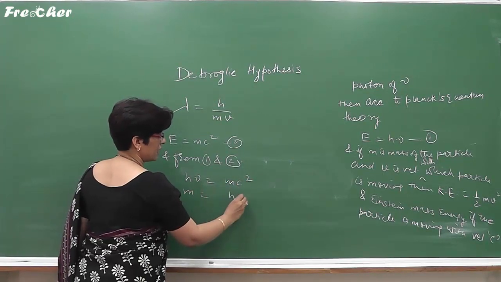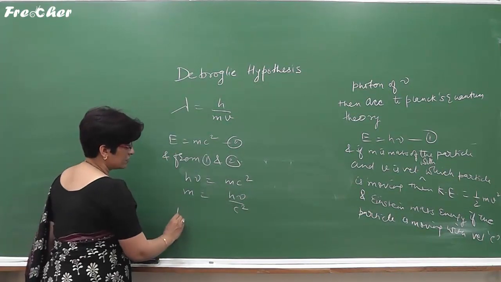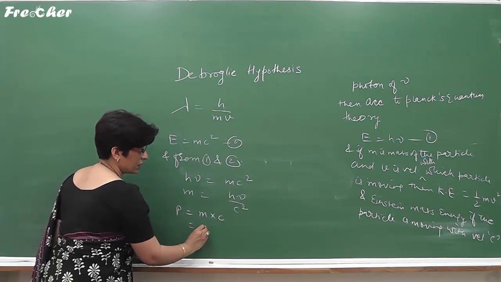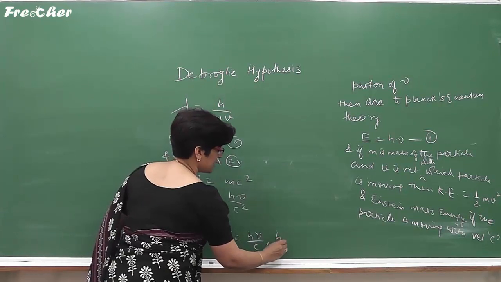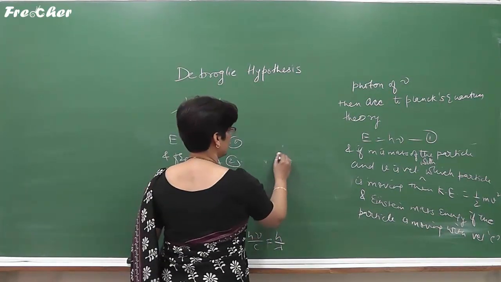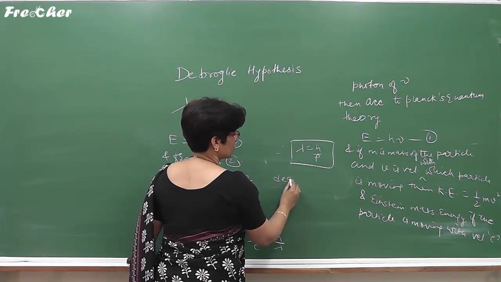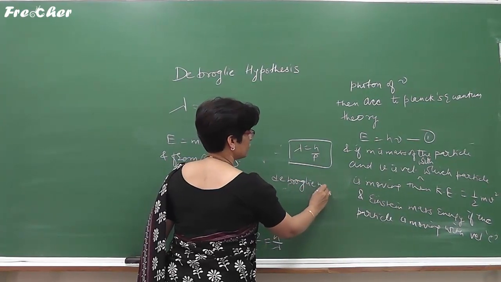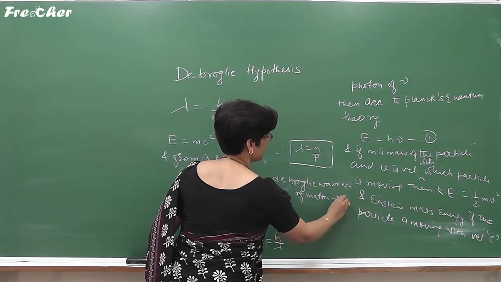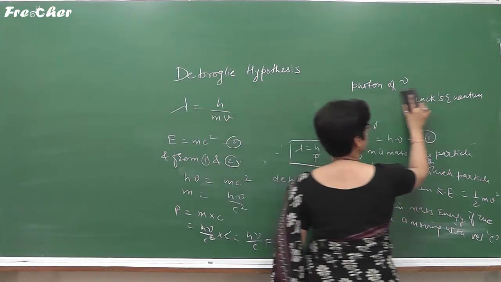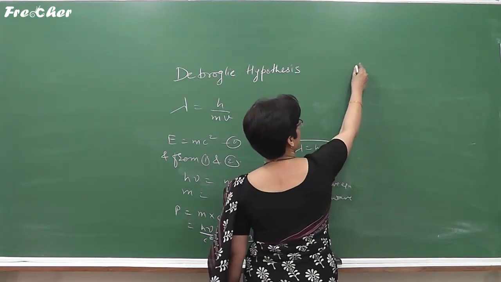So from here we can find the value of m, the mass of the photon which we have assumed. So m is equal to h nu upon c square, and the momentum of this photon will be given by m into c. So this is equal to h nu upon c square into c. So this will be h nu by c, or we can say it is h by lambda. Therefore, lambda is equal to h upon p, which is also known as the de Broglie wave equation, the wave equation of the matter waves. This lambda is equal to h upon p.